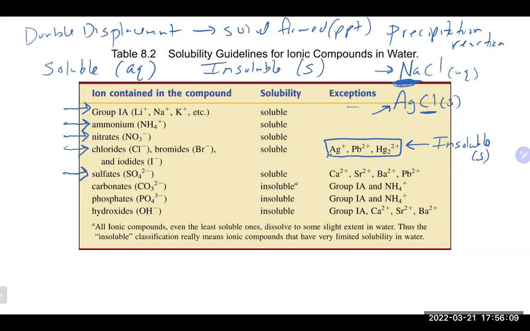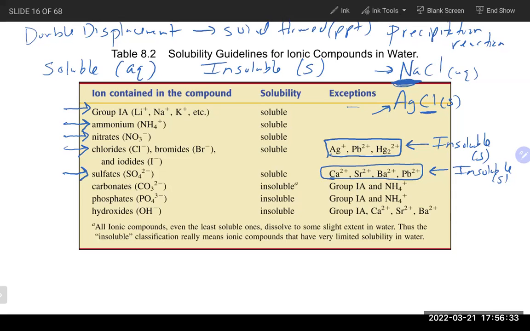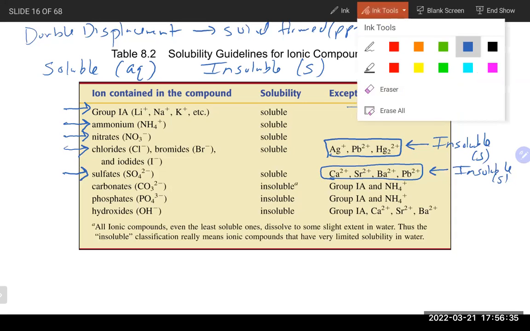Sulfates are soluble in everything except for some group 2 exceptions. So calcium sulfate, barium sulfate. Again, if it is one of these in the box, instead of the sulfate being soluble and aqueous, it would become insoluble in this case and get the solid designation. You would expect some type of solid to form. So these are some things that are typically going to be soluble in solution.